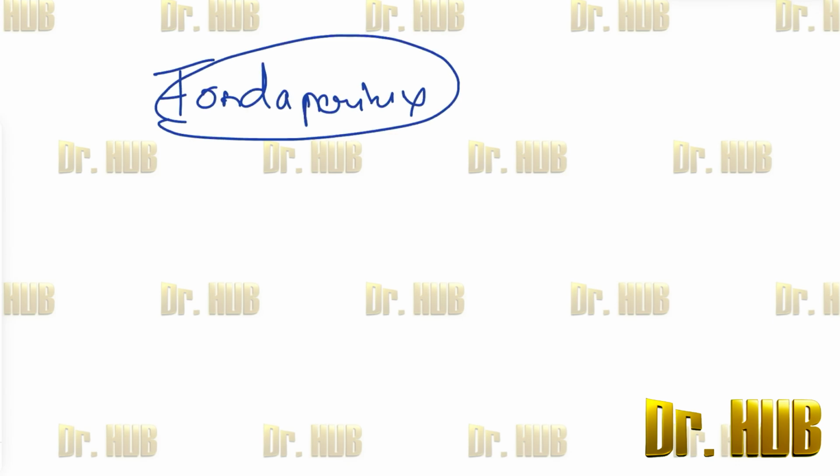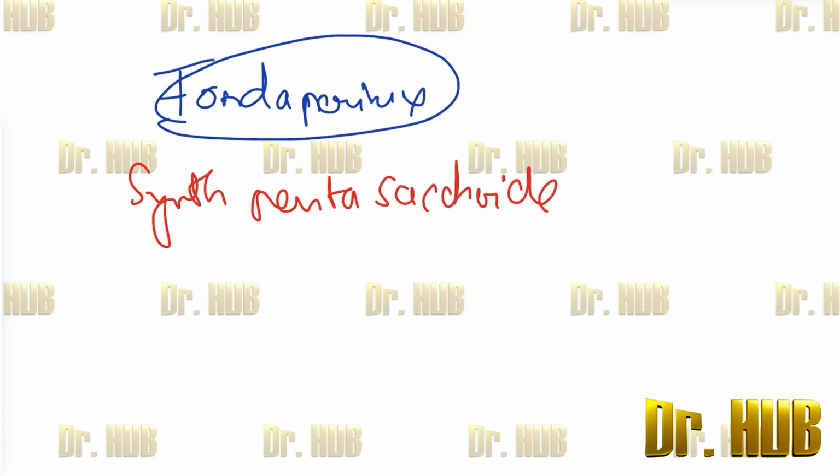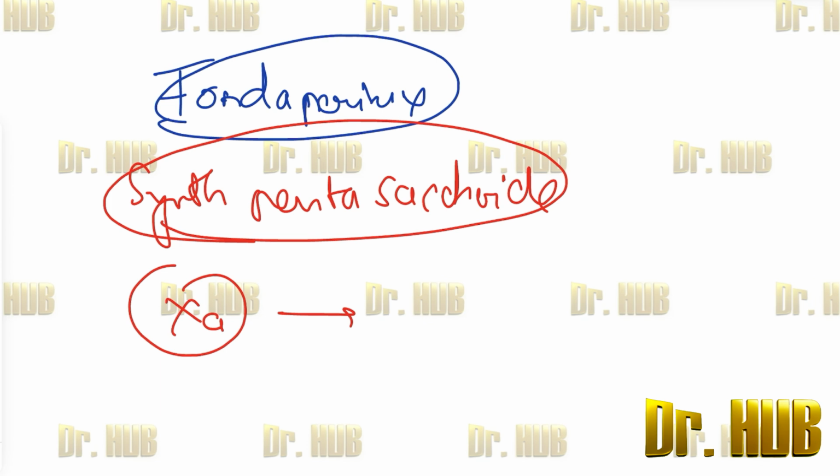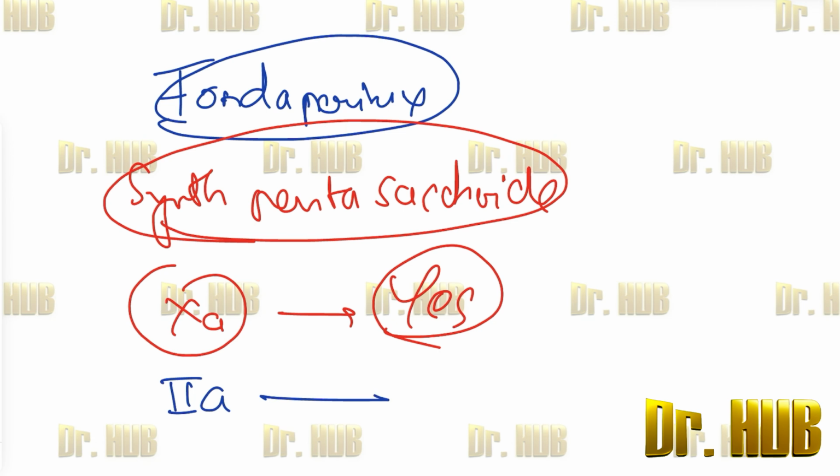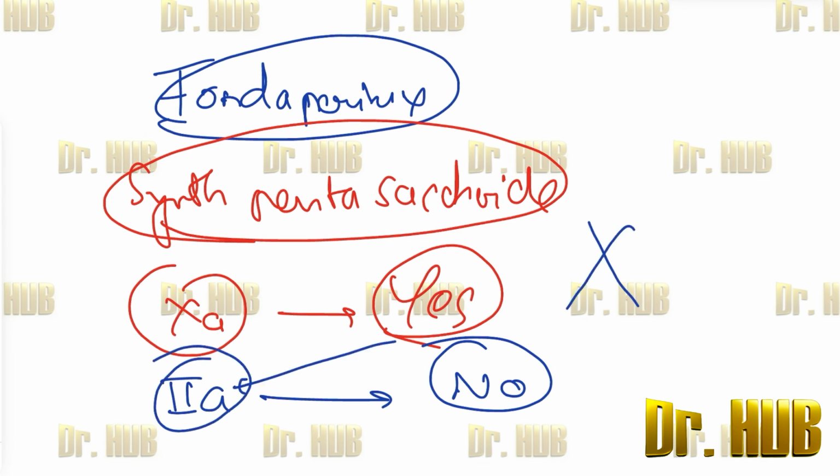Lastly, we look at Fondaparinux. Let's understand Fondaparinux. This Fondaparinux is nothing but a synthetic pentasaccharide. And what about the 10A inhibition? The answer for the 10A inhibition is yes, it is present. Whereas when you ask about the 2A inhibition, the answer is no. The pentasaccharide has no action on the 2A. So this is important to note.